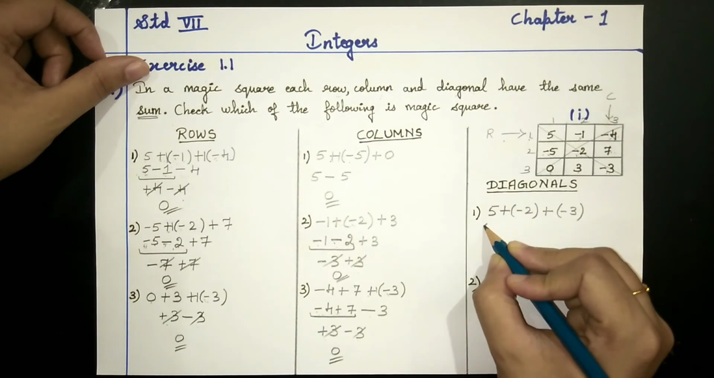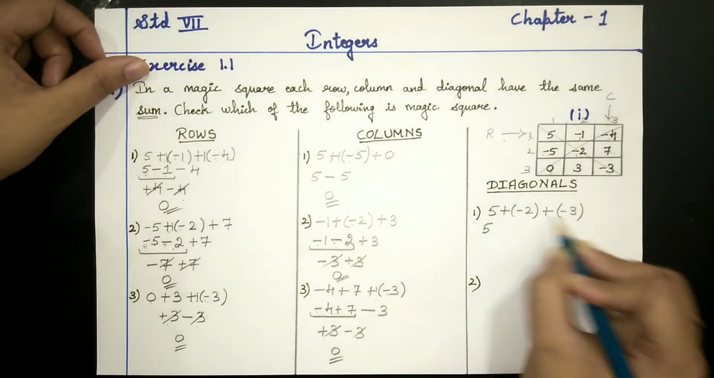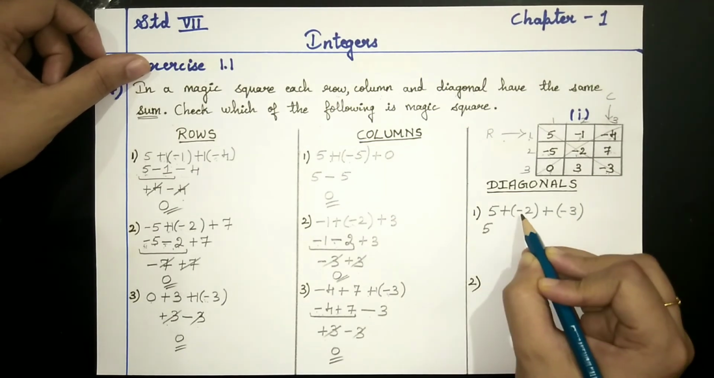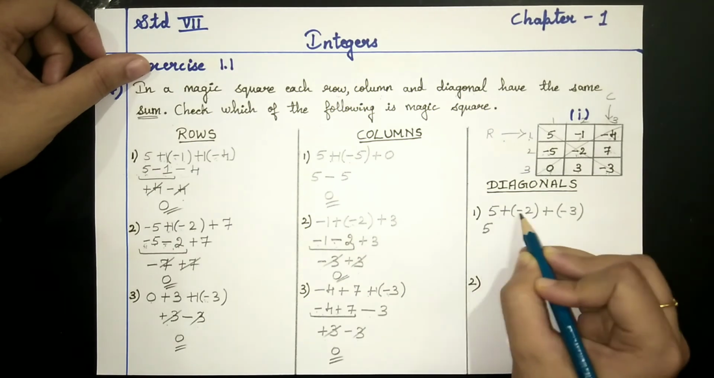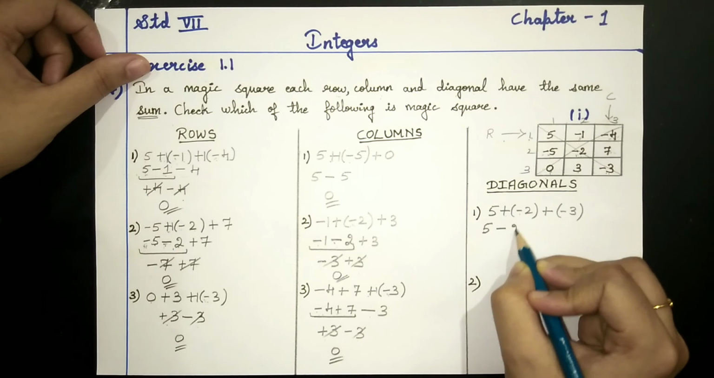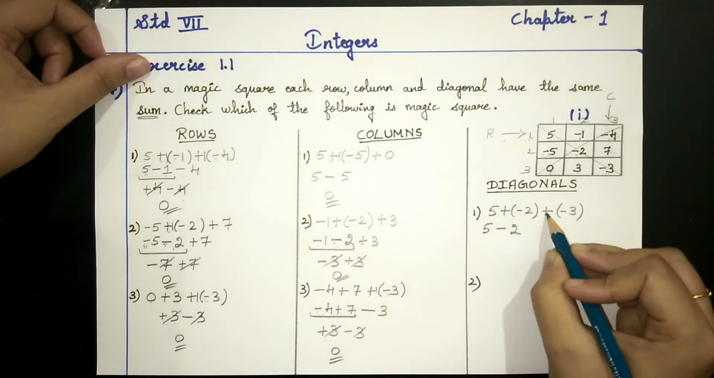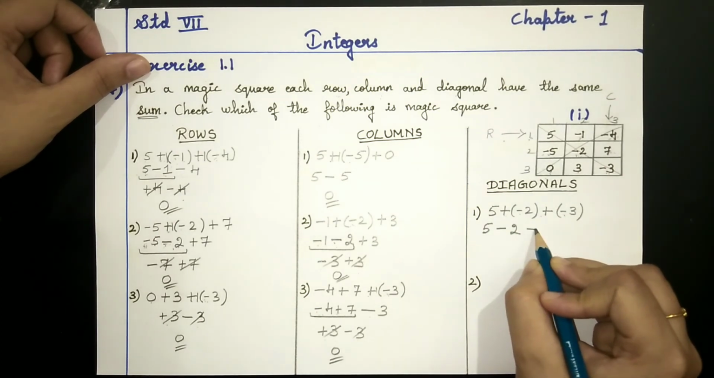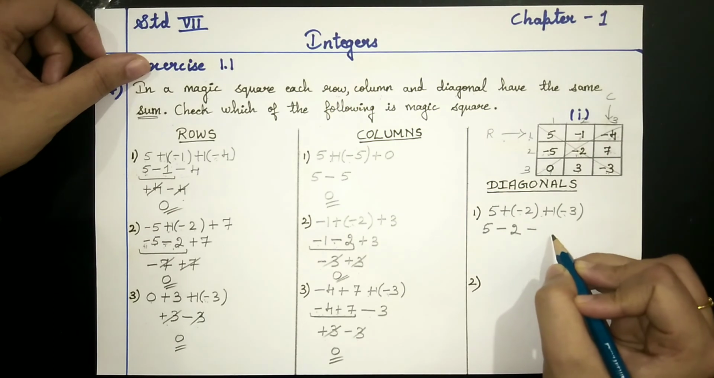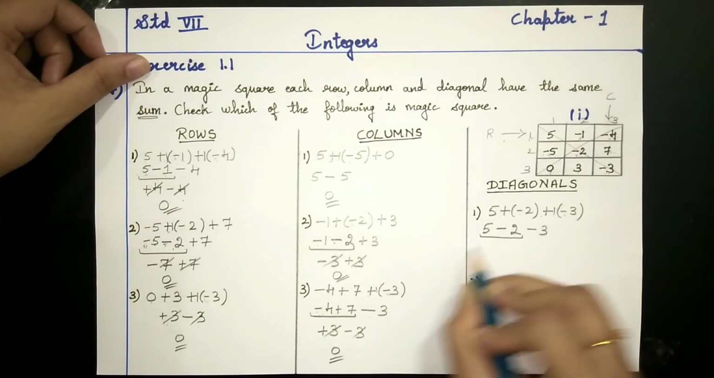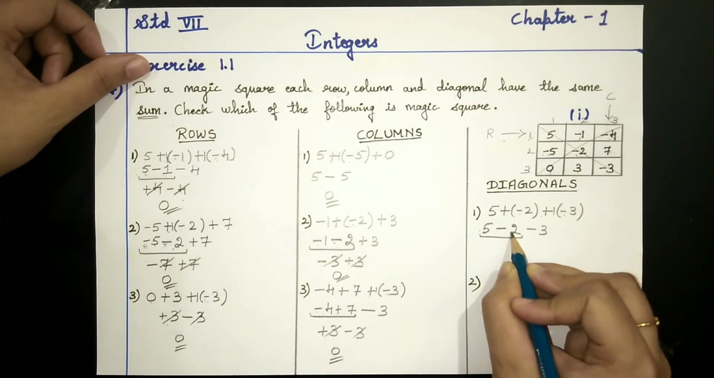Now this 5 as it is I will write down. Let us solve these brackets first. Outside the bracket it is plus, inside the bracket it is minus. Since the signs are different, put minus here and do multiplication. 2 ones is 2. Outside the bracket plus, inside the bracket it is minus. Since the signs are different, put minus sign and do multiplication. 3 ones is 3. Okay, now taking the first two numbers here, plus 5 minus 2.